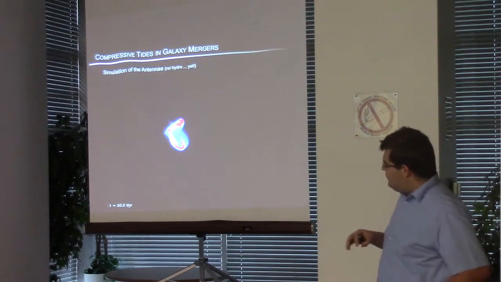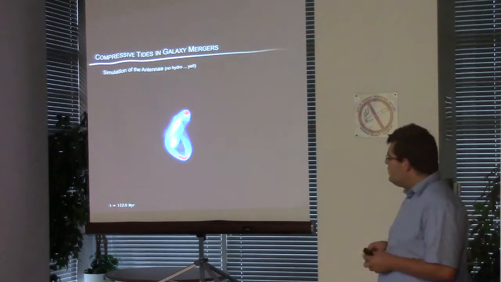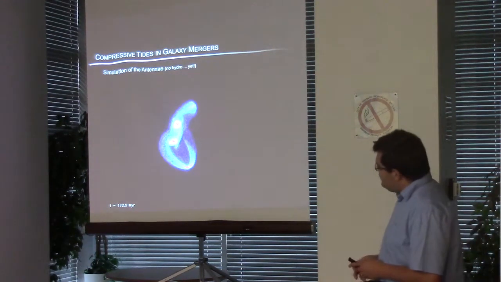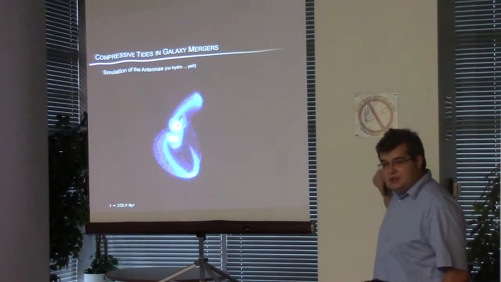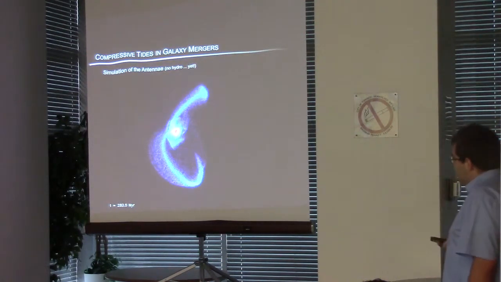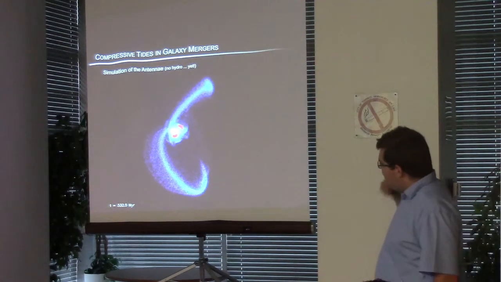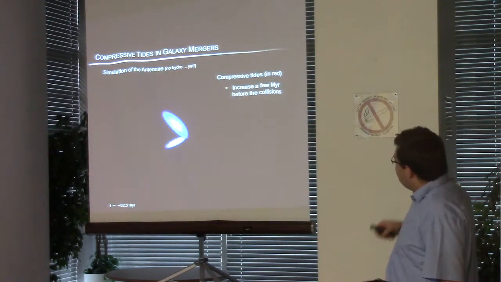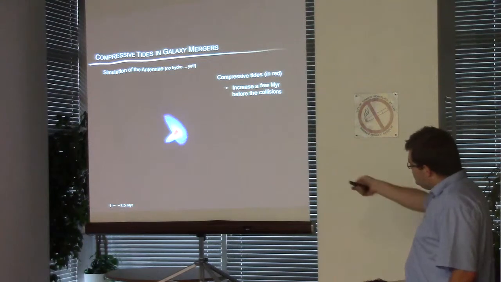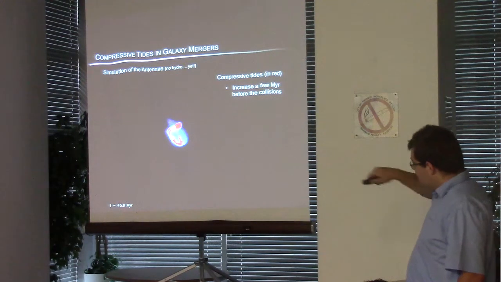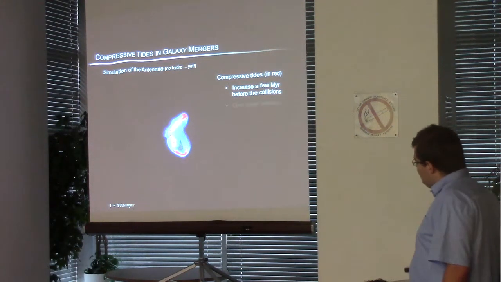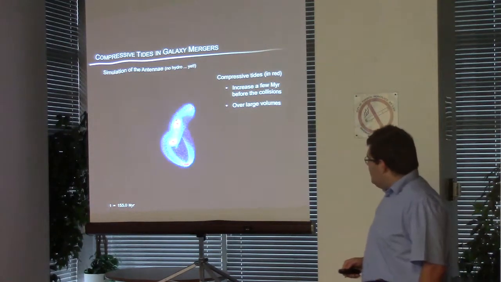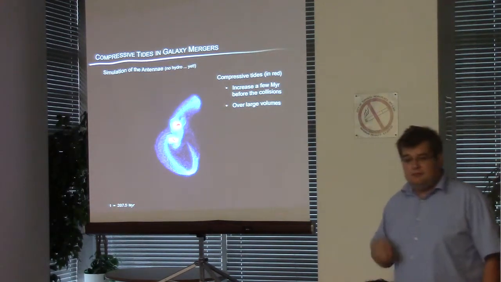So this means that a smaller amount of gas is stable against collapse, so in other words, it's easier to form stars. If you have compressive tides, you probably trigger the formation of stars more easily. In extensive tides, you will stretch your cloud. In compressive tides, you will compress it, maybe up to the point that you reach densities high enough to form stars. So what is the connection with galaxy mergers?